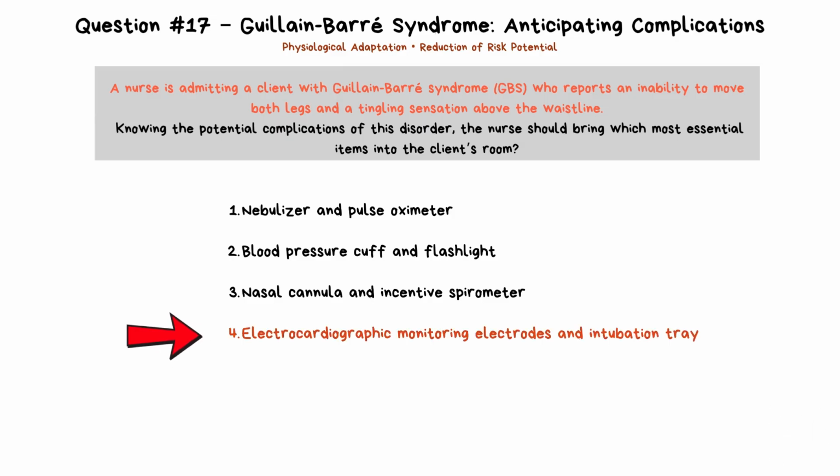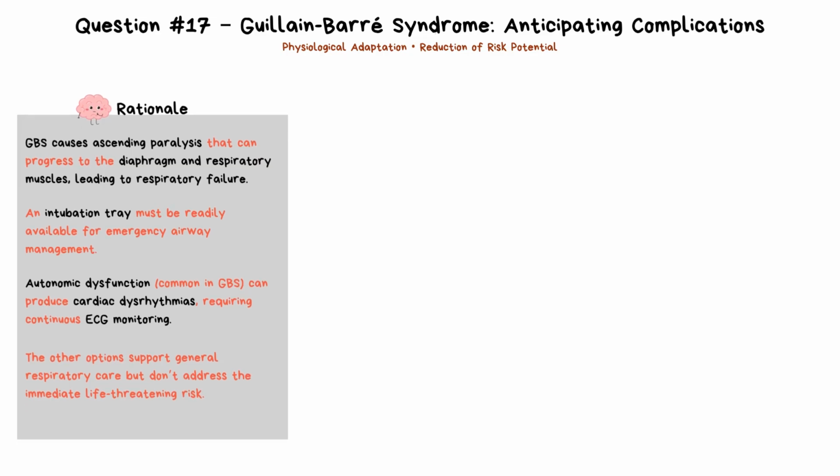The correct answer is option 4. Electrocardiographic monitoring electrodes and an intubation tray. Here's why. Guillain-Barré syndrome causes rapidly ascending paralysis that can involve the diaphragm and respiratory muscles, leading to respiratory failure. An intubation tray must always be available for emergency airway management. It also causes autonomic dysfunction, which can lead to dangerous cardiac dysrhythmias, and that's why continuous ECG monitoring is essential. The other options may help with comfort or mild respiratory support, but they don't address the immediate, life-saving priorities: airway and circulation.